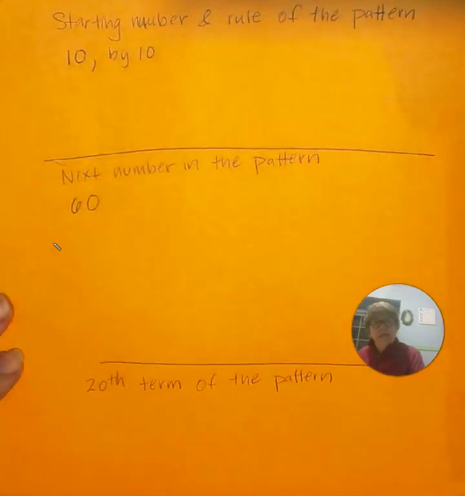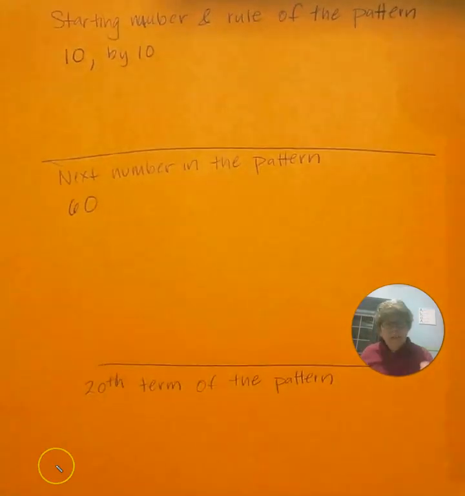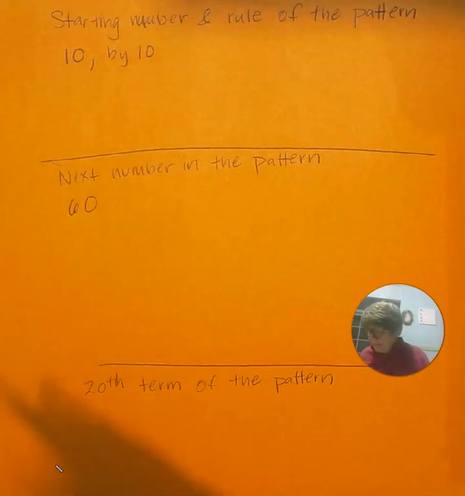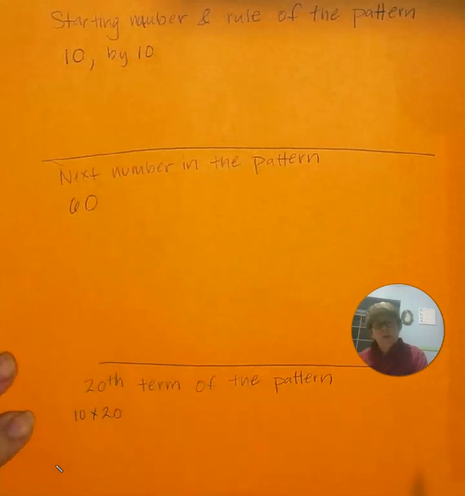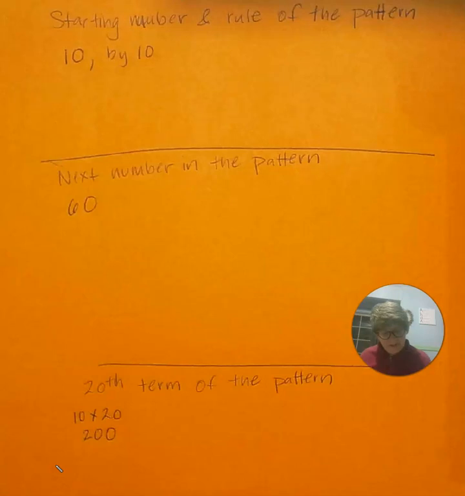60 would be next. And what would be the 20th term in that pattern? Okay, so the 20th term in the pattern, think about that, right? Think about 10 times 20, because we're counting by tens. So 10 times 20 is 200. So the 20th term would be 200. See that? All right. Let's look at Scott's pattern.